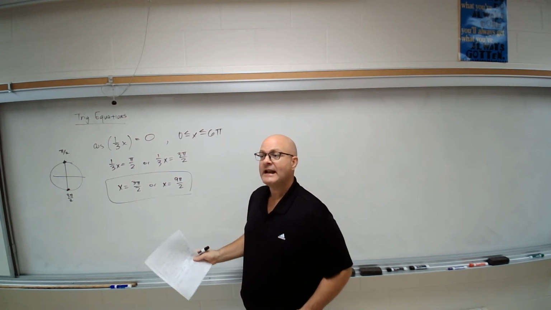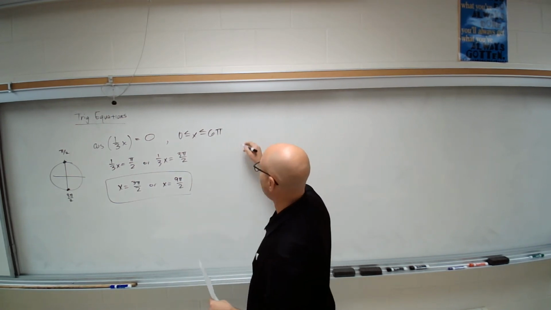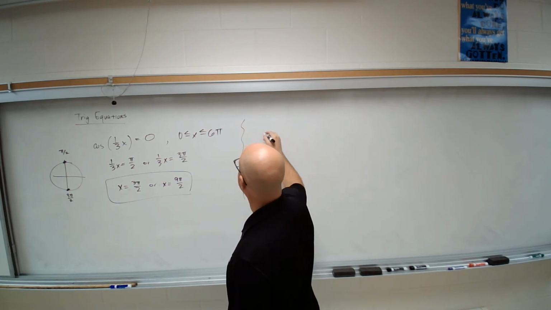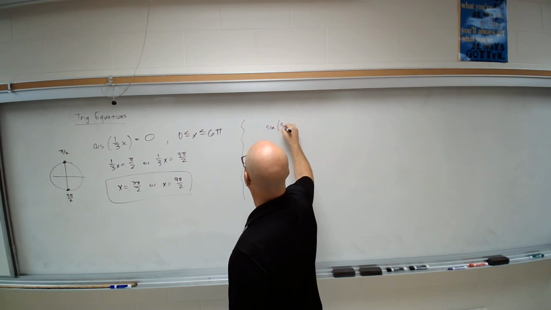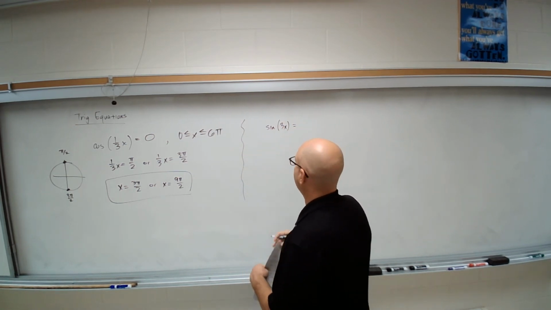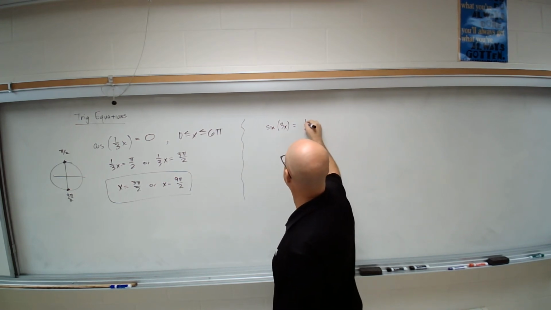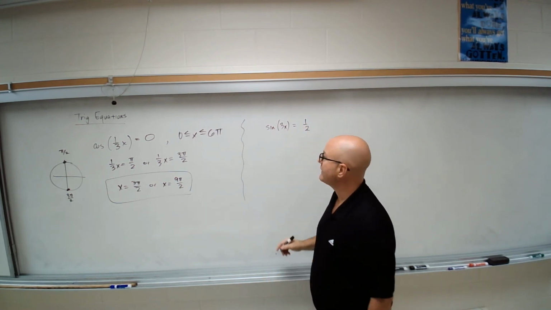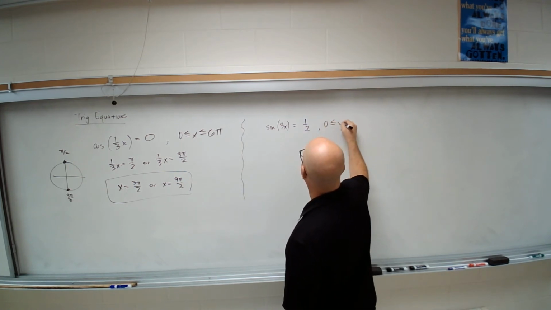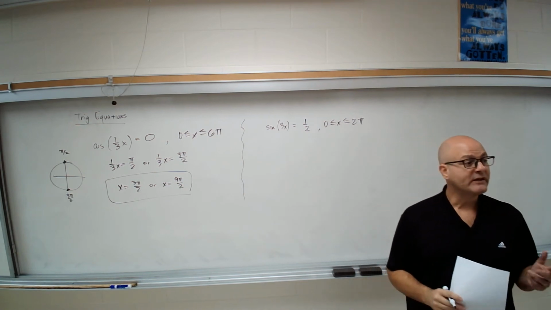Okay. Now, I think what's more important to look at than maybe this question, so I wanted to throw one in here, is, let's say the sine of 3x equals 1/2. I say we have to solve this for 0 is less than or equal to x is less than or equal to 2 pi. So it's really the same idea.